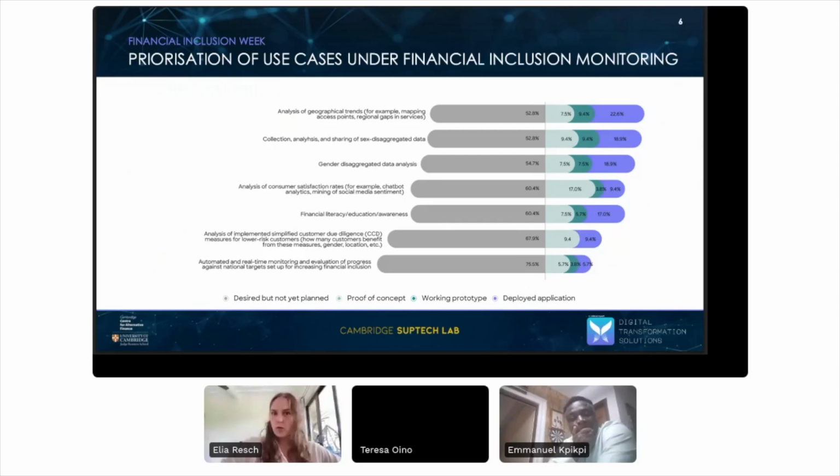We see several priorities here. The first one is geographical trends, as about 40% of supervisors say they want to track rural and urban disparities or map where access points are missing.